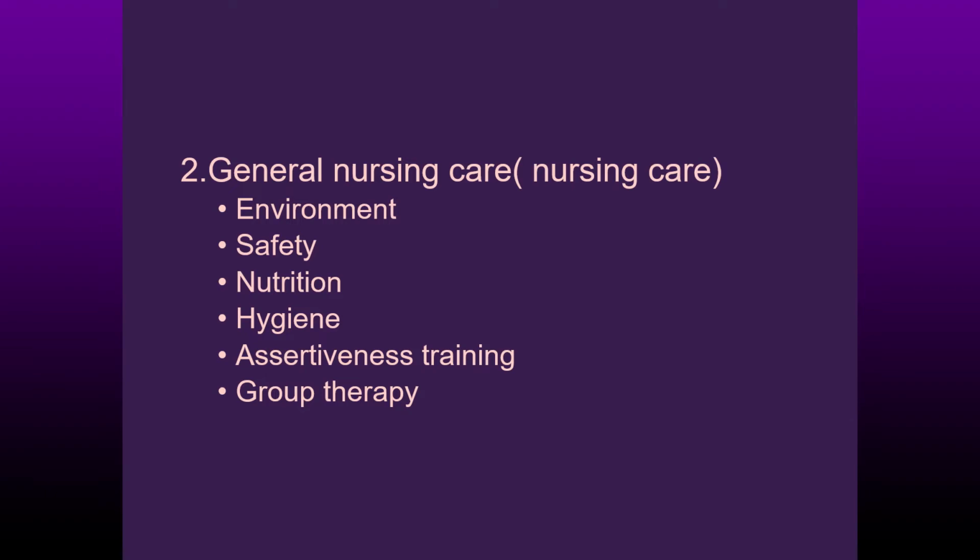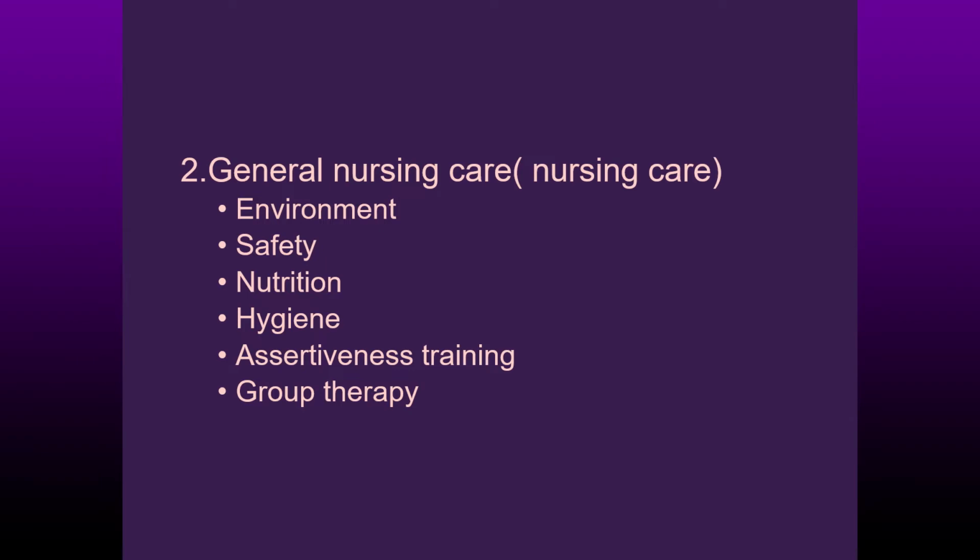So you have to begin with attending to the patient's environment, patient safety, nutrition, hygiene, assertiveness training, group therapy. Under general nursing care, there is a lot that you can talk about. This is just a list, just an example of what you need to talk about. Under environment, write your nursing interventions. What are you going to be doing under environment for this patient? Under safety, what are you going to do in order to provide safety to this patient? That's what you should be talking about.